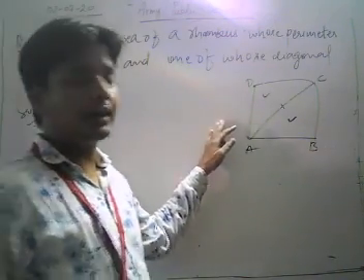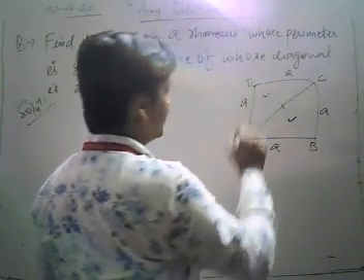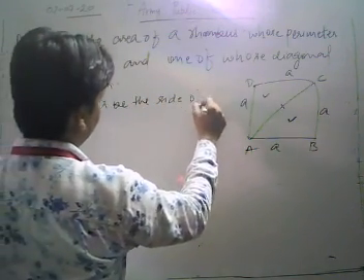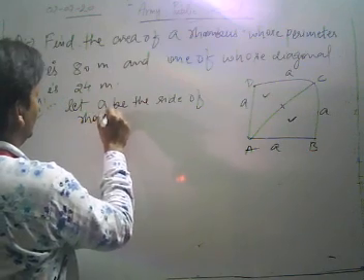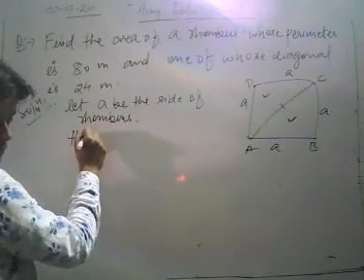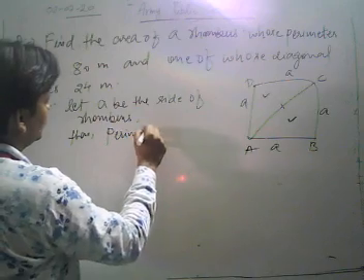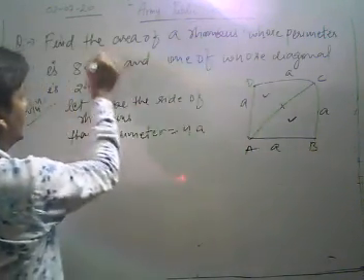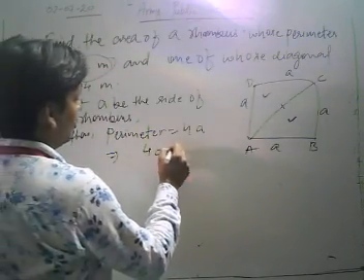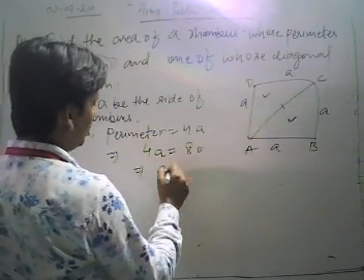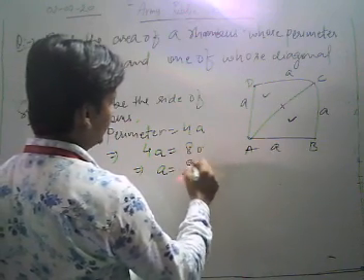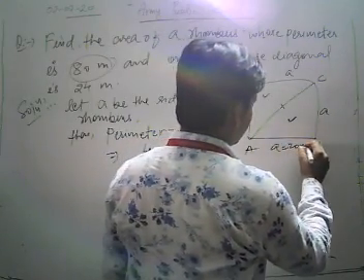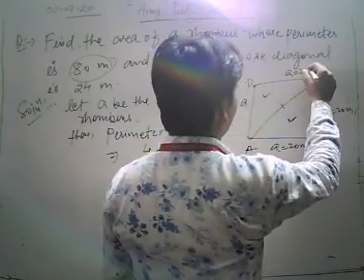And in a rhombus all sides are equal. Let a be the side of the rhombus, then perimeter is 4 into side. Here perimeter is 80 meter. So 4 into a is equal to 80 meters. So the value of each side of the rhombus is 80 upon 4, that is 20 meter. 20 meter is each side of the rhombus, that is 20 meter, 20 meter, 20 meter, and that is also equal to 20 meter.